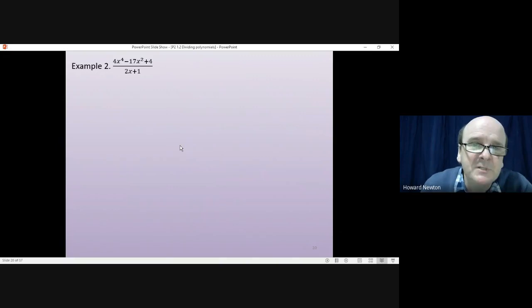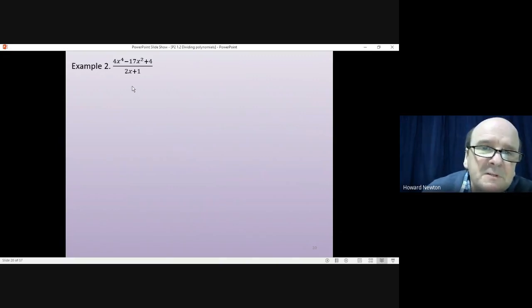Okay, example 2. Have a go at doing this one yourself. So the first thing you do is just write it down like this. 4x to the 4 minus 17x squared plus 4 is equal to 2x plus 1 times by something.